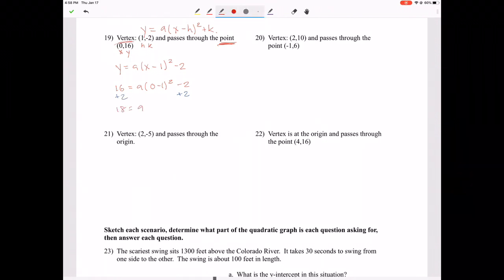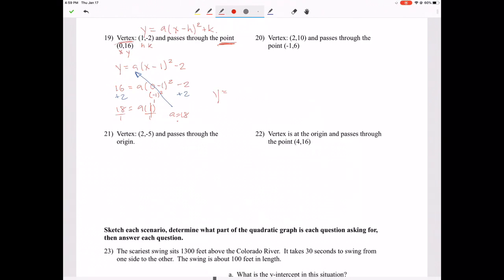18 equals a. This is the same thing as negative 1 squared, which is the same thing as 1. So you could put 1 here if you wanted to. It won't change your answer. If you divided both sides by 1, that would cancel, and 18 divided by 1 is 18. So a equals 18. We'll take that and plug that in to our a value.